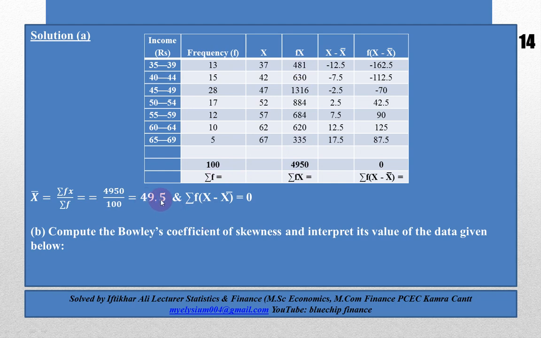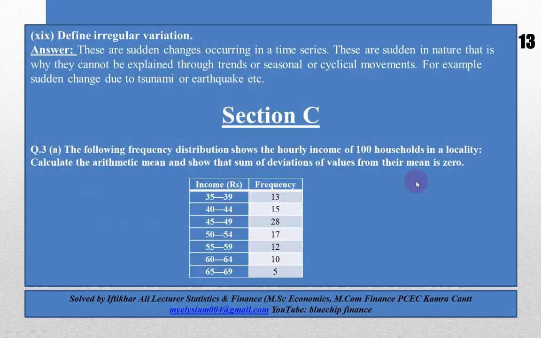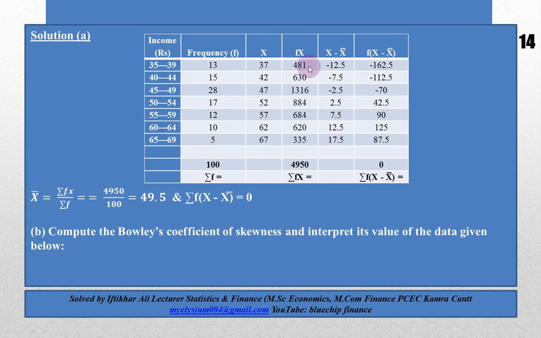Now the question is that the sum of deviations from their mean is 0. So first of all, what is x minus x bar? x bar is equal to 49.5, so 37 minus 49.5 equals minus 12.5, 42 minus 49.5 equals minus 7.5, 47 minus 49.5 equals minus 2.5 and so on.